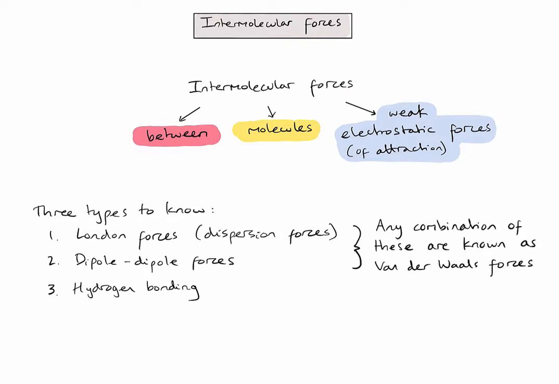This term is simply an umbrella term for any combination of the first two types of intermolecular forces. So, for example, London forces on their own are a type of van der Waals force, the same with dipole-dipole forces, and also a combination of London and dipole-dipole forces. So let's start off by looking at number one, which is London forces.